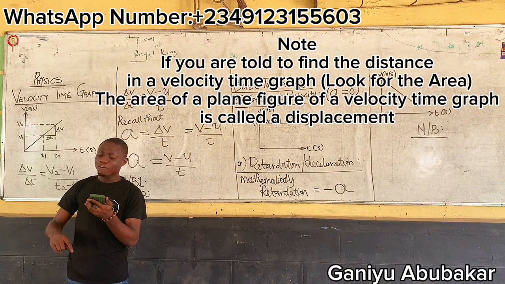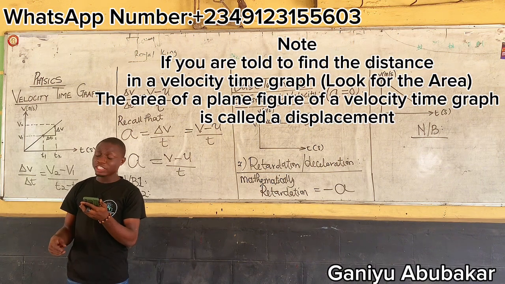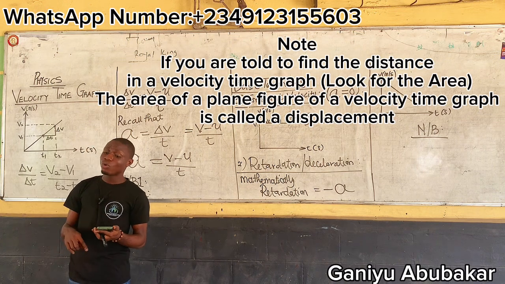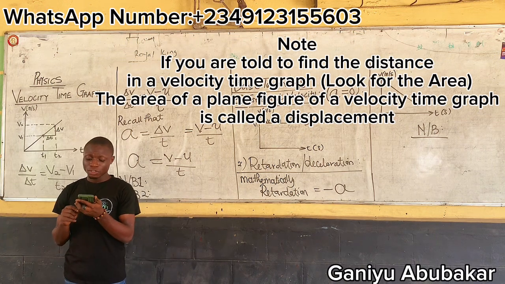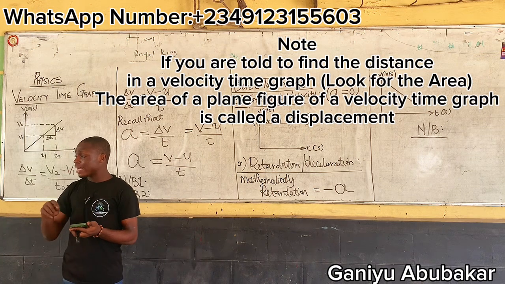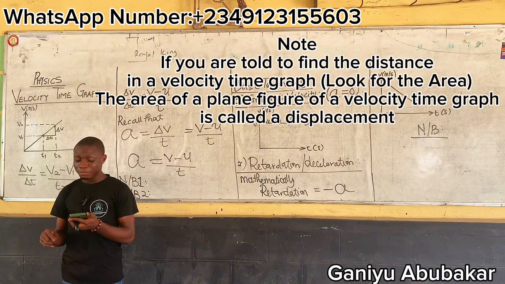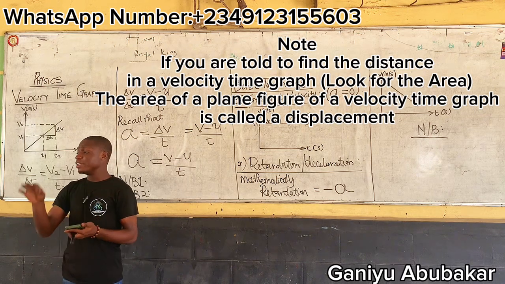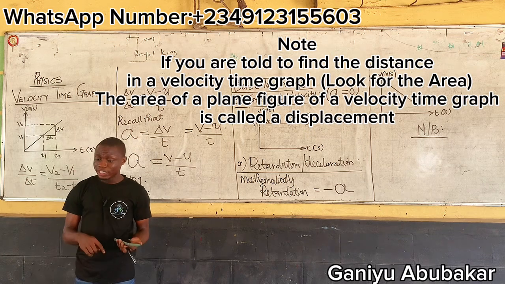The area of a plane figure of a velocity time graph is called displacement or distance. So I'm saying that whenever you hear the word area of a plane shape, it means distance, or you call it displacement. The area of a plane figure of a velocity time graph is called displacement or distance.